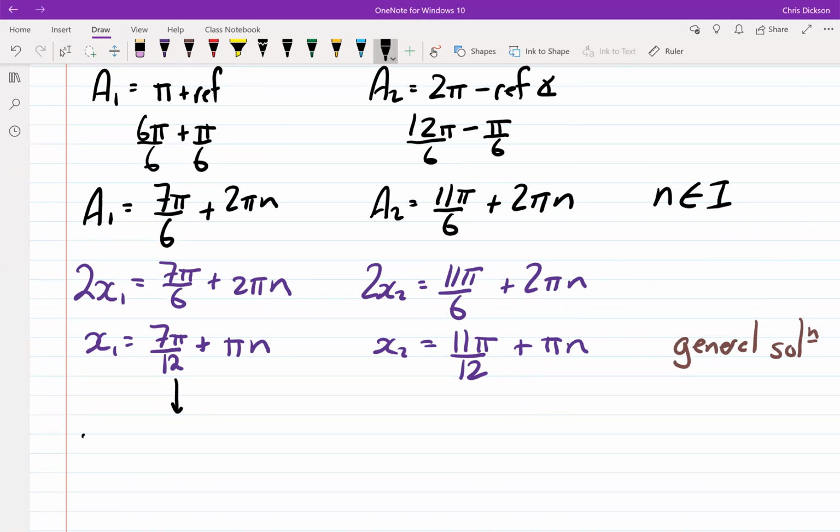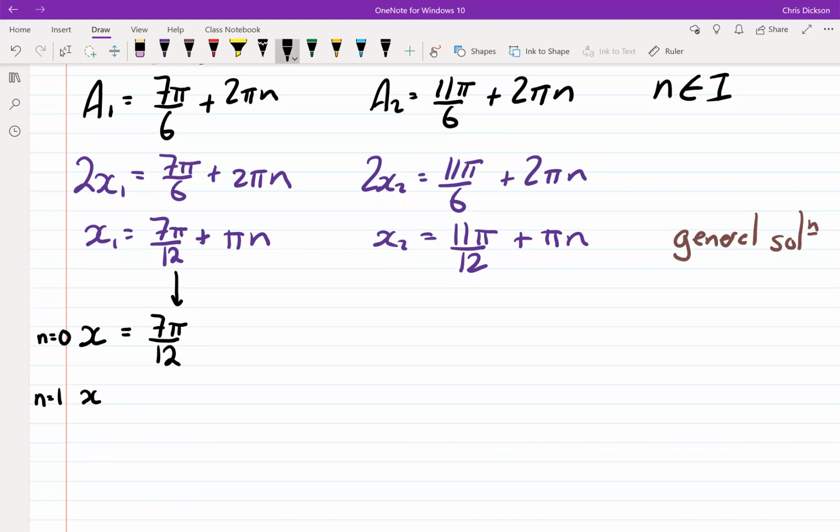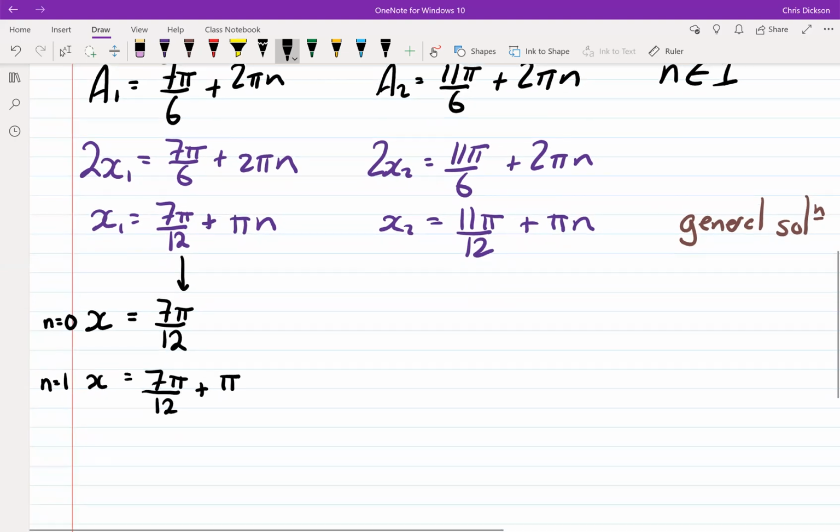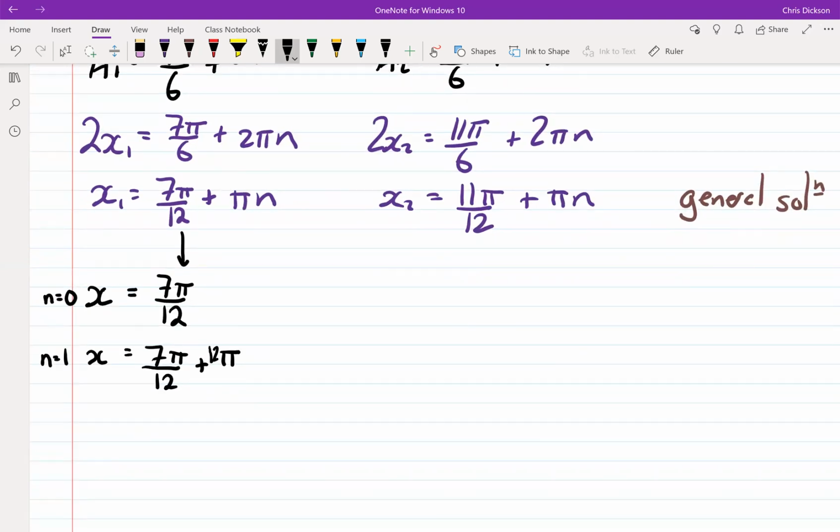So for example, for the first one, I'm going to make n equal to 0. Okay, so that means I would just get 7 pi over 12 plus 0. So the first answer would be 7 pi over 12. But now I'm going to go up by 1, because remember n is an integer. So if I make 7 pi over 12, and I'm going to add 1 pi to that, then I have to add these two numbers together. So if I turn this to a fraction with the same denominator, this would be 12 pi over 12, and 7 plus 12 is 19 pi over 12. That's one of the answers. This would be another answer.